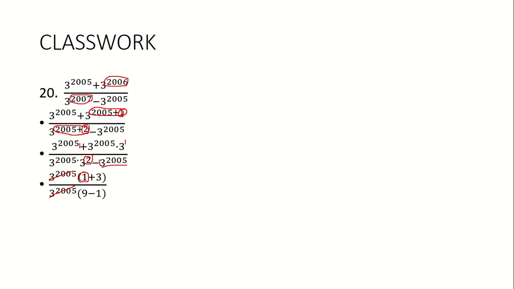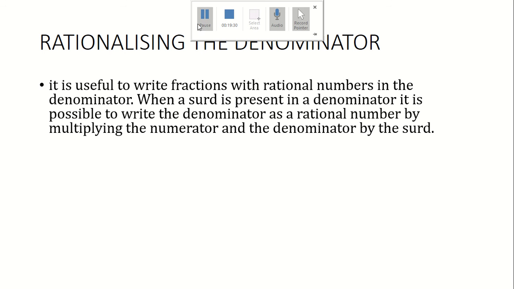Obviously, 3 to the exponent of 2005 goes into 3 to the exponent of 2005 once. In the numerator, you'll be left with 4. In the denominator, you'll be left with 8. And this will give you a half. This is your classwork. Now let us quickly rationalize the denominator.